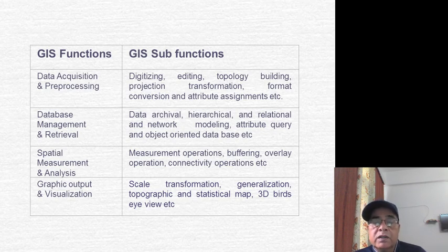If we want to go for measurements, we want to understand the buffer, the influence zone. Or if we have two maps, we want to go for overlay. We want to see that if the soil type is sandy loam, what the land use is in those sandy loam areas, right? Or connectivity operations. We have point A and point B, and we check whether there is any connectivity between these two points. These we basically do under spatial measurement and analysis.